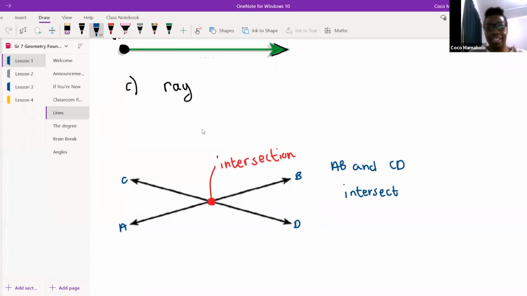Remember, I have more than one line. It's not just one line. I'm going to call them intersecting lines. And you will notice I'm putting an S at the end because there's more than one line. There's two lines. So these are intersecting lines.